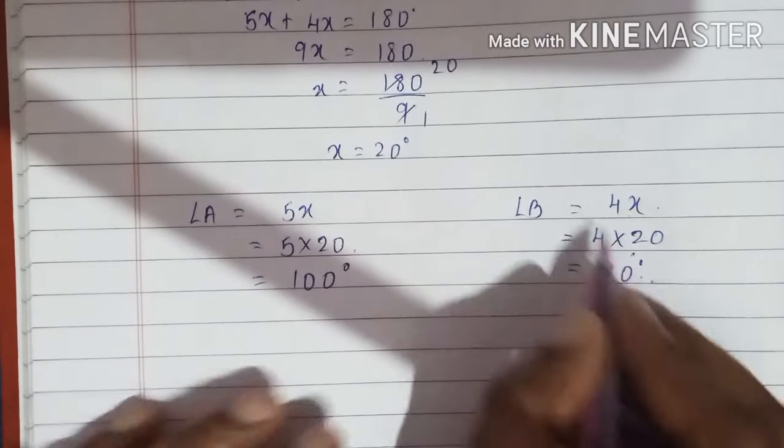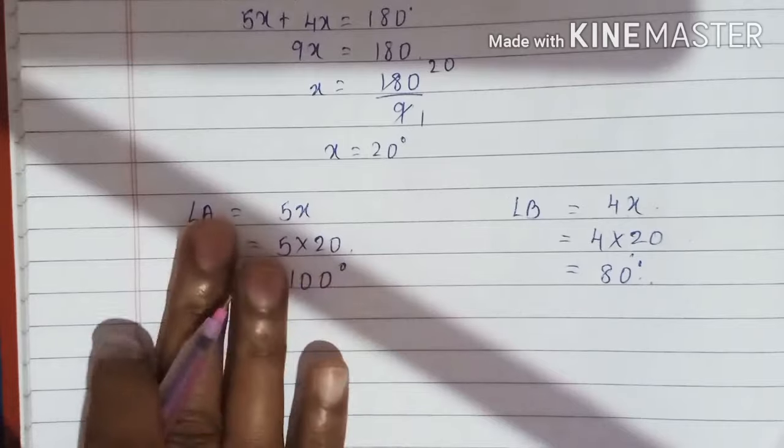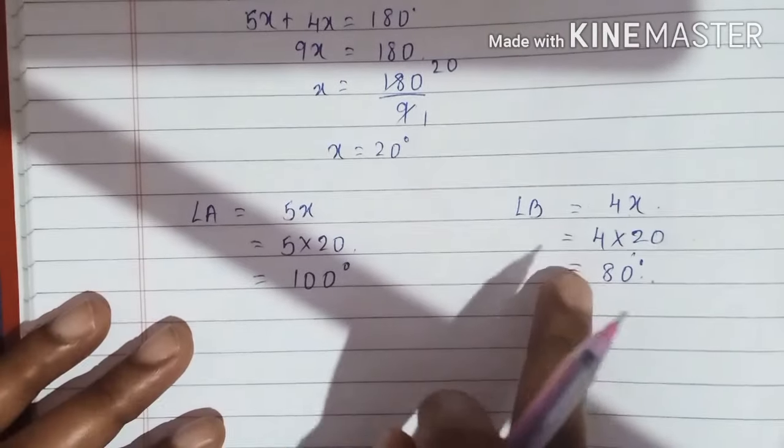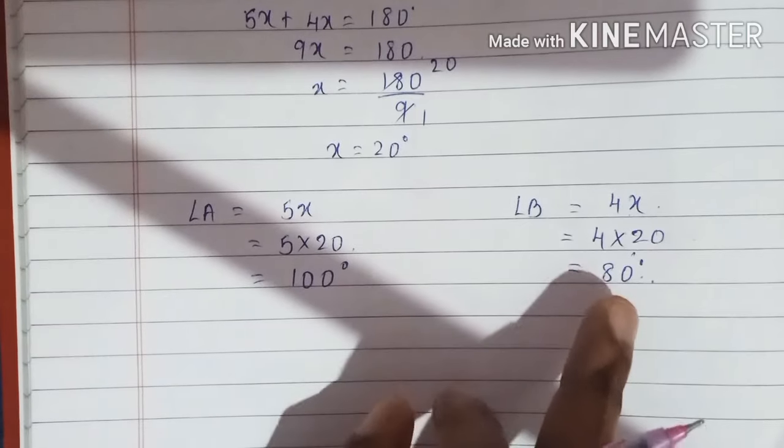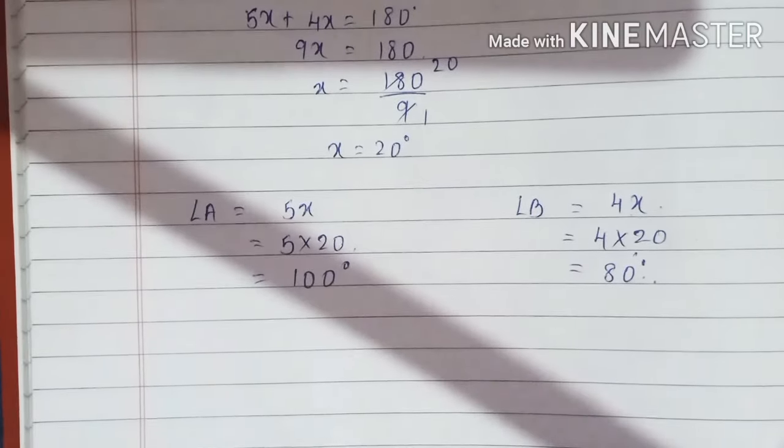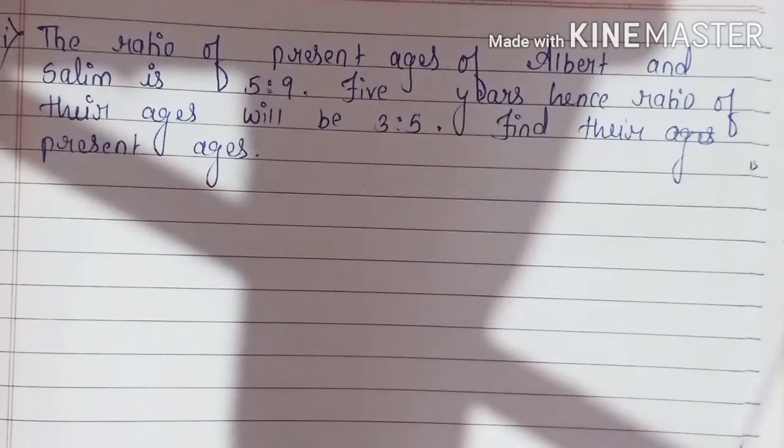So we have to only find out angle B. Actually, there is no need to find out angle A, only angle B, because angle A is already given in the question. We have to find the measurement of angle B. So let us see the next question.